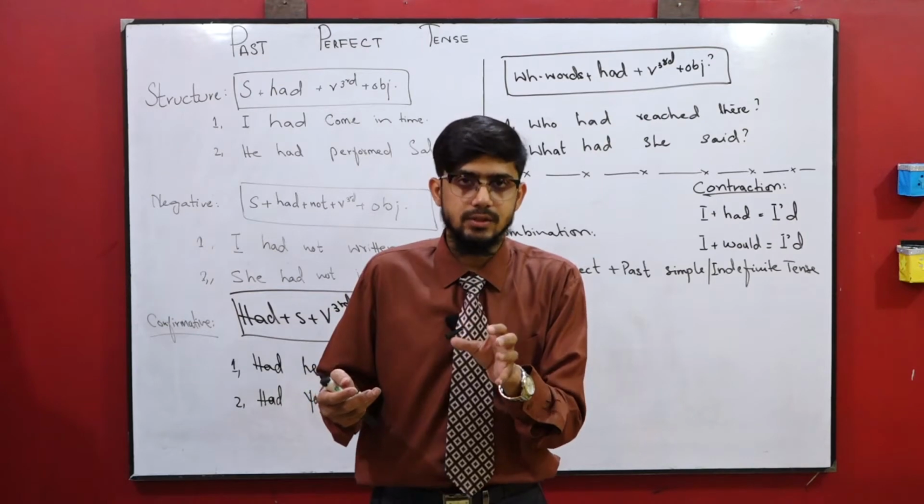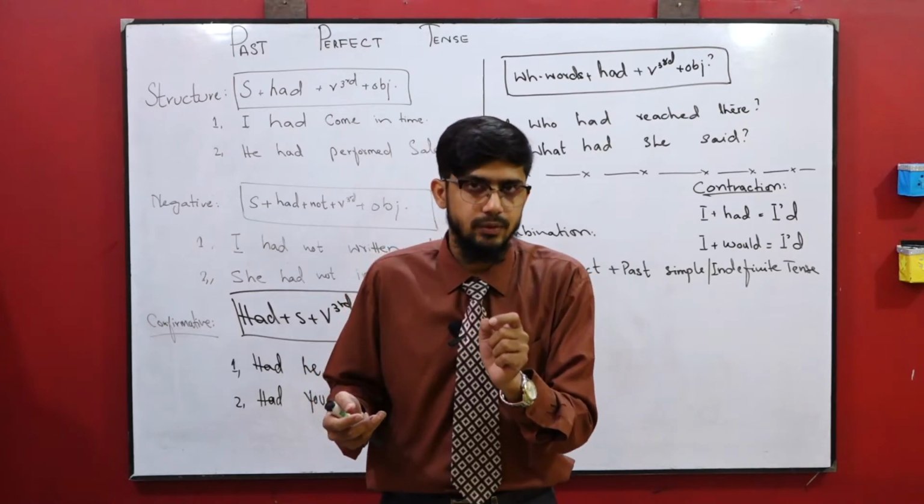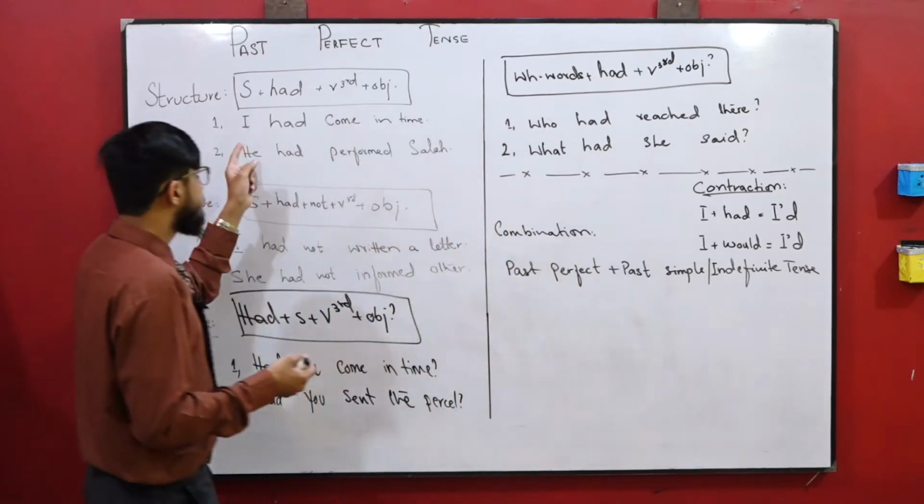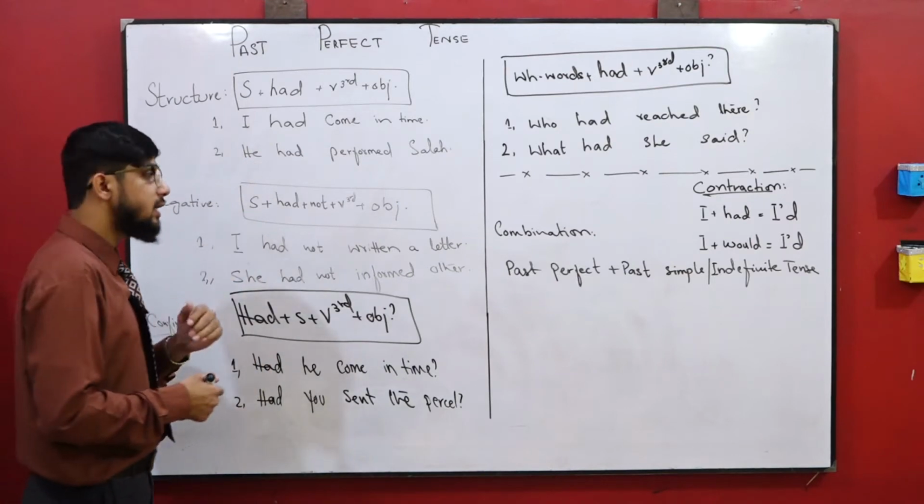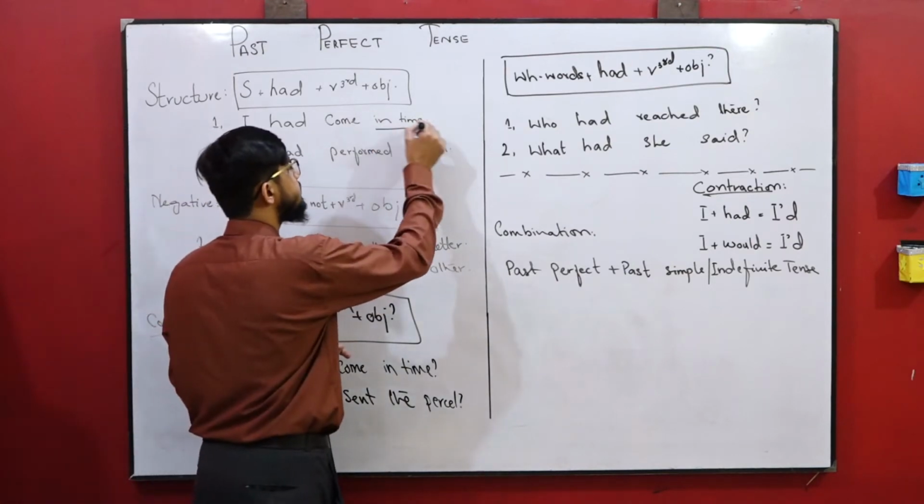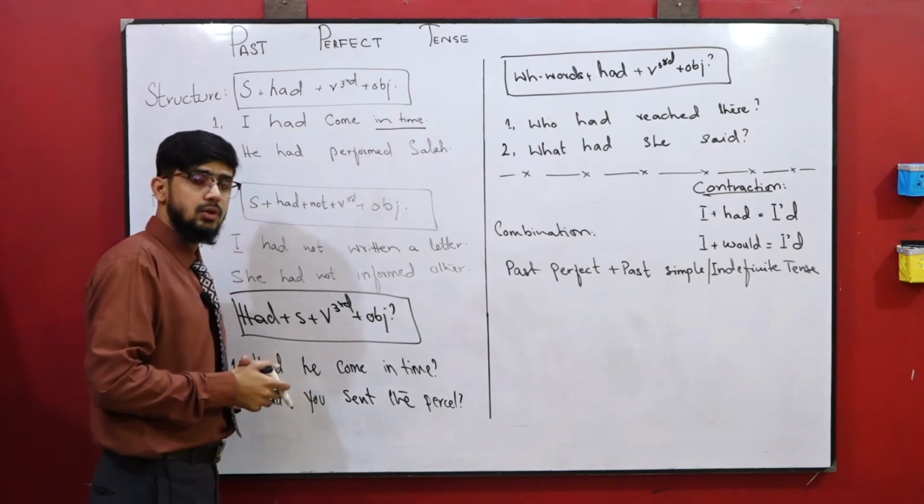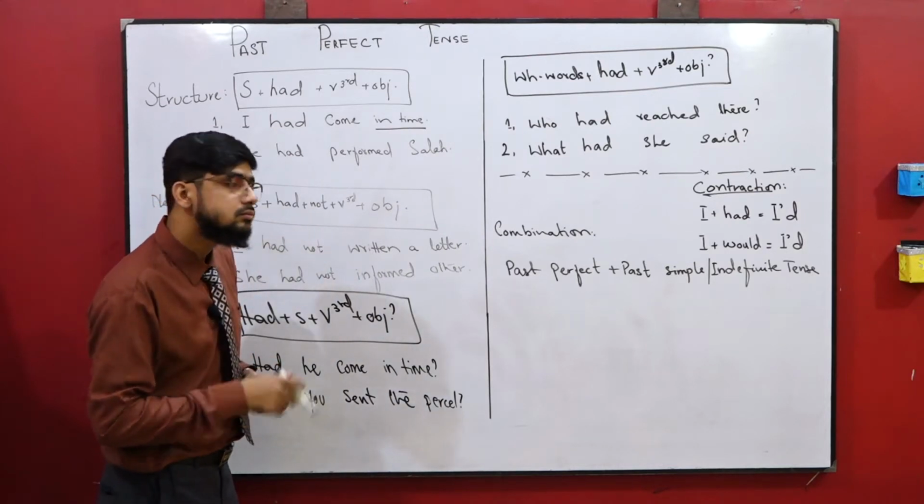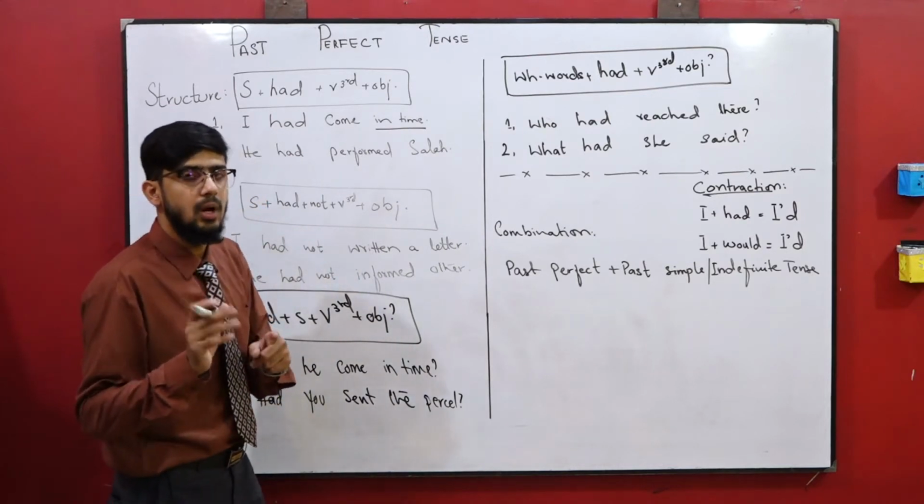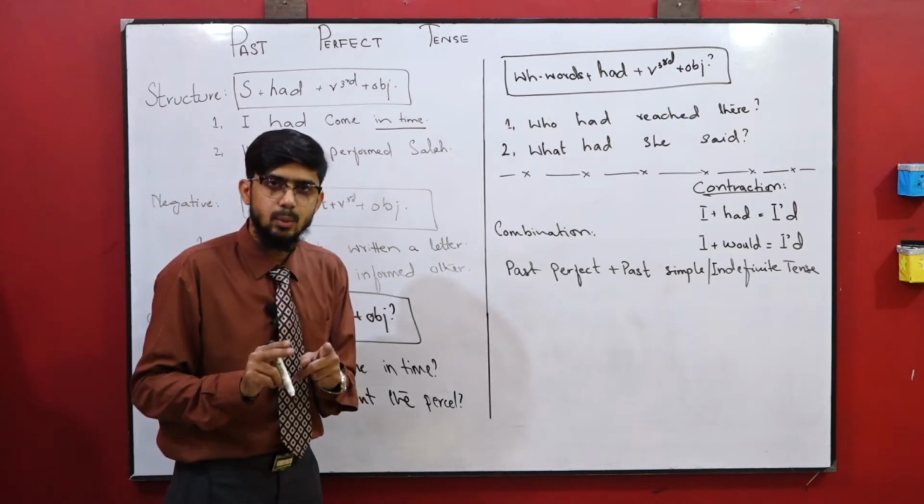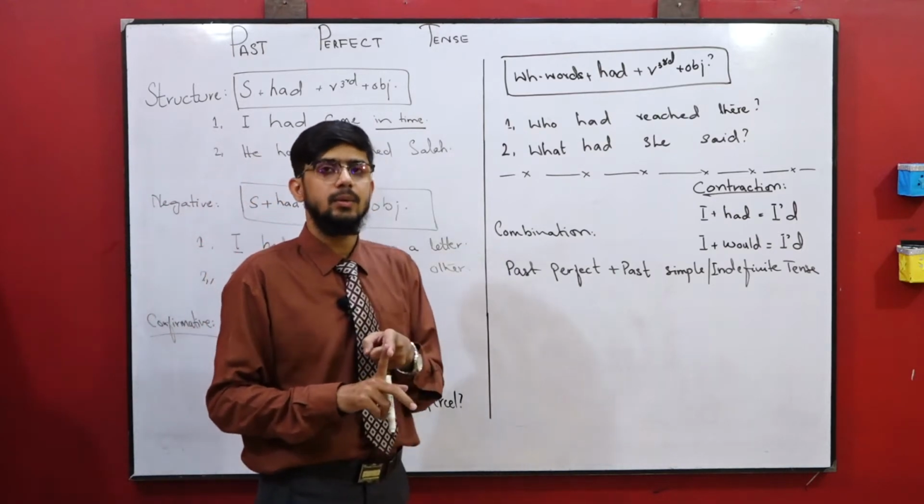All of these things and all of these sentences are called past perfect tense. Okay? So, I had come in time. In time or on time? What do you say? In time or on time? What is correct? Yes, I cannot hear you. But remember, both are correct. Both are correct, in time and on time.